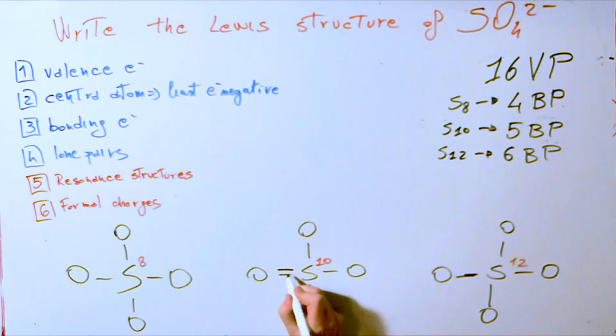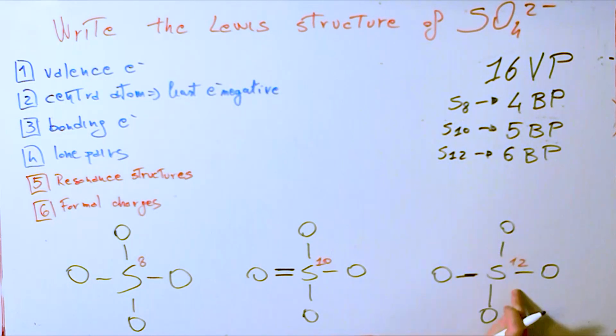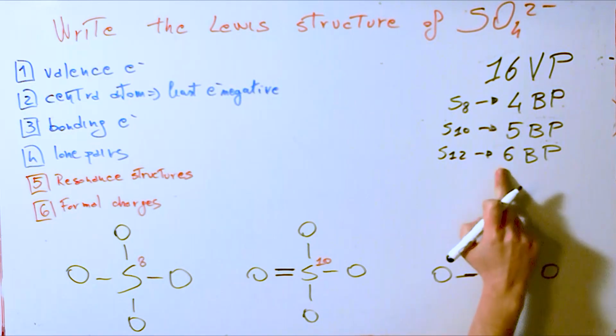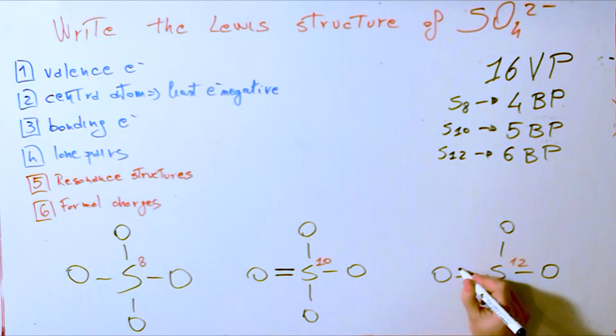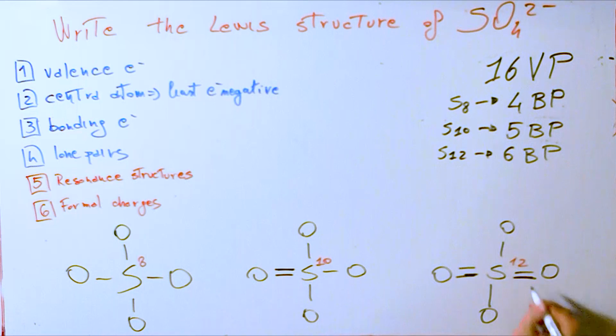In the case of sulfur with 10, we have to place 5 bonding pairs, so we have to add 1 more bonding pair here. In the case of sulfur with 12, we have to add 2 more, because we already have 4. 4 plus 2 is 6, so we have to add 2 more. Let's place them here. Now let's move to the fourth rule.